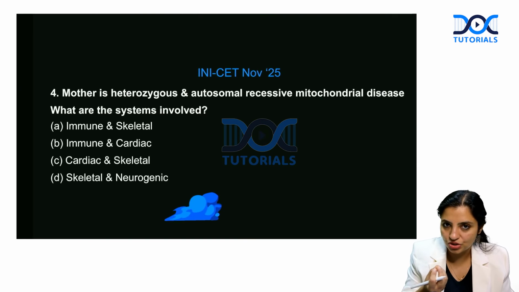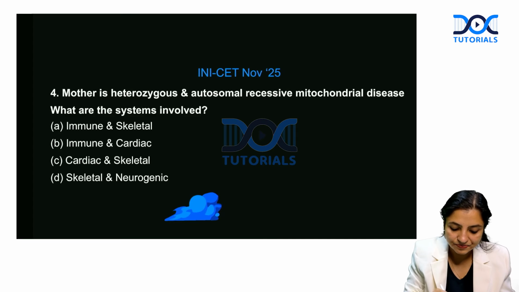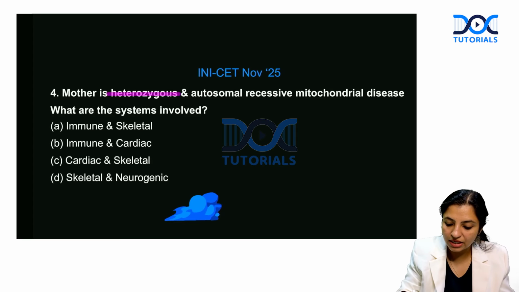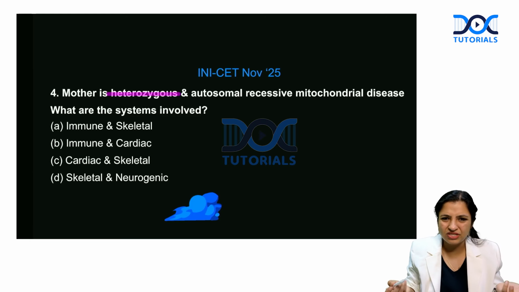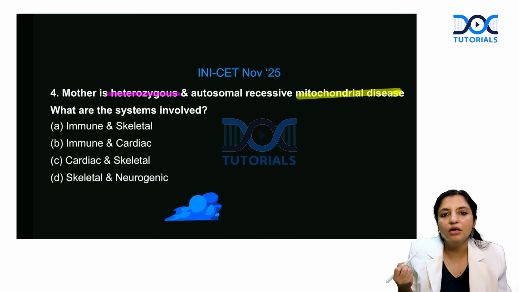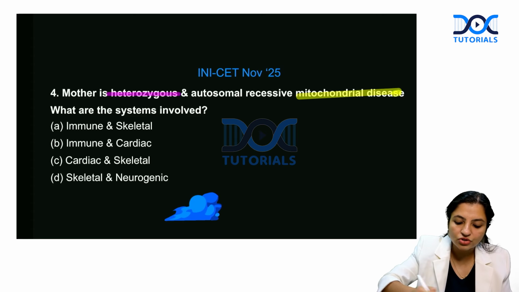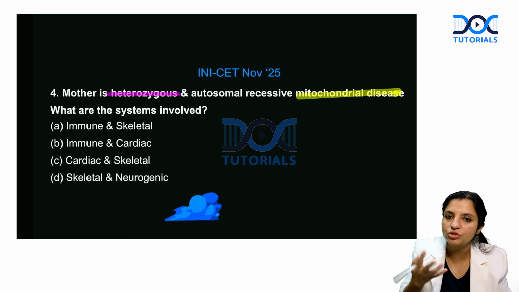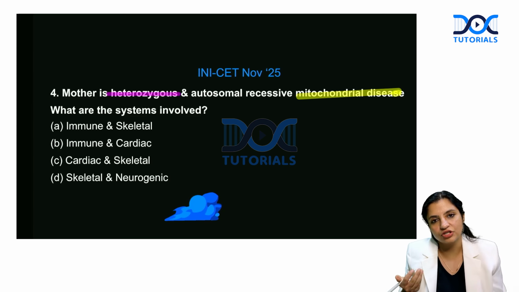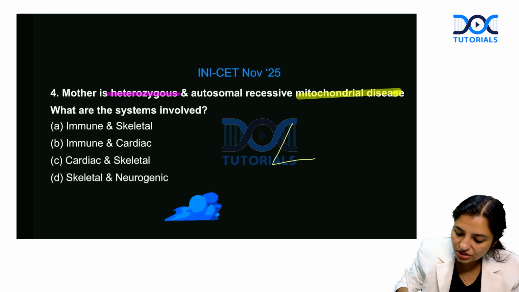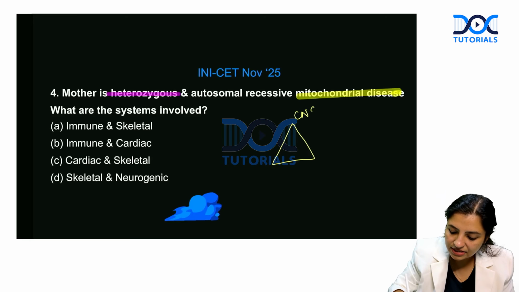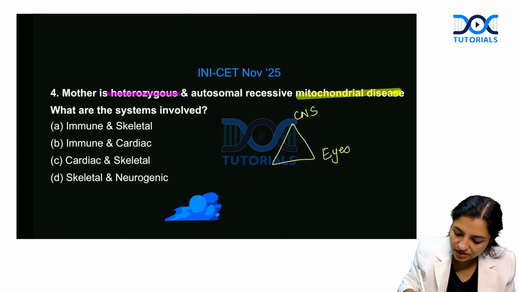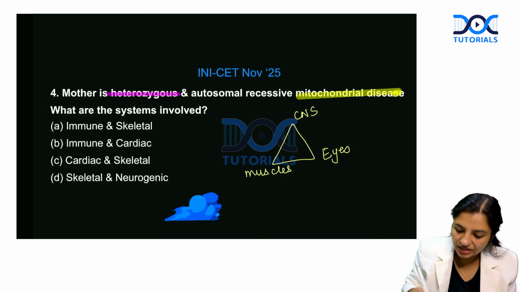A typical question they gave you is: mother is heterozygous, and she has some autosomal recessive or some mitochondrial disease. Which systems are typically involved in mitochondrial disorders? Remember, mitochondrial disorders typically affect organs which rely on oxidative phosphorylation. I always tell my students to remember a triad. Three organ systems are typically affected: CNS, eyes, and muscles. So these three are definitely affected: CNS, eyes, and muscles.